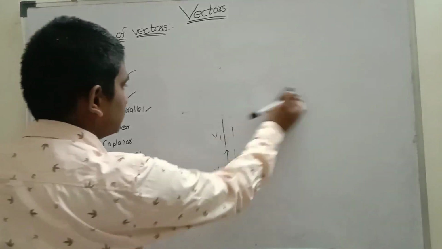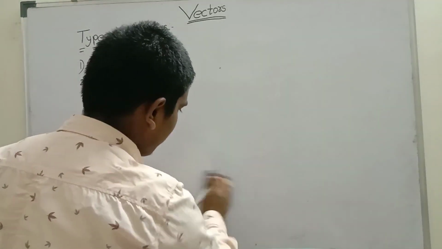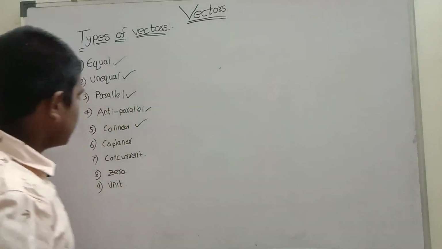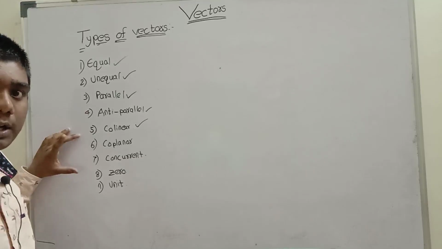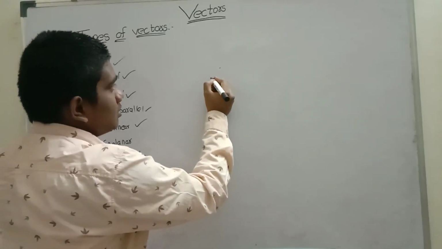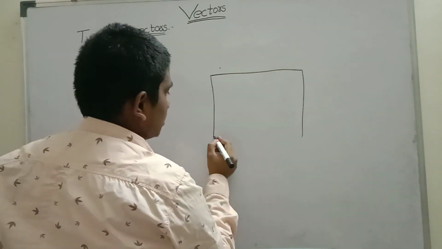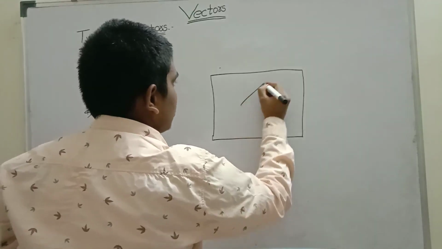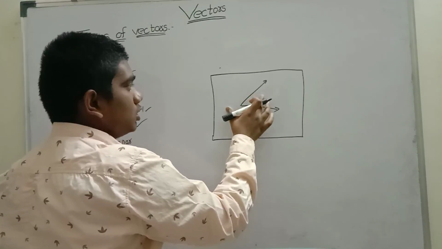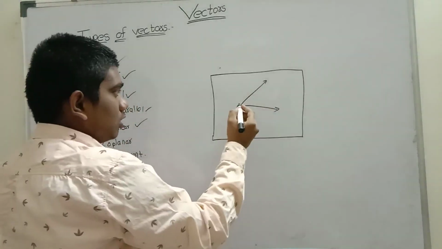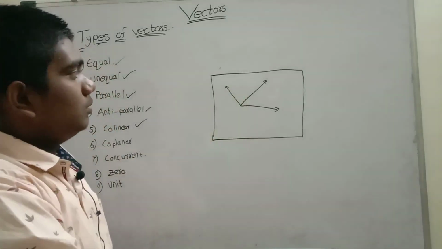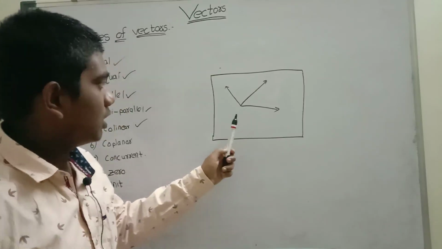Next, coplanar. Coplanar means if two or more vectors are on the same plane, they are said to be coplanar. Let us imagine this is a plane. These are two vectors. They are on the same plane, so they are said to be coplanar vectors. If I draw one more on the same plane, these three are coplanar vectors.